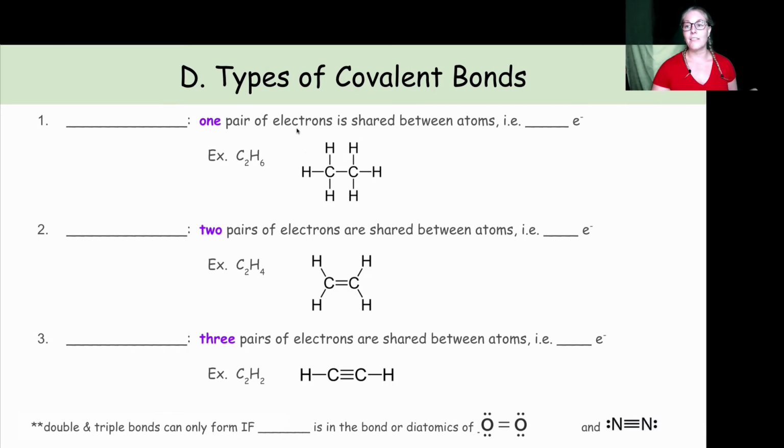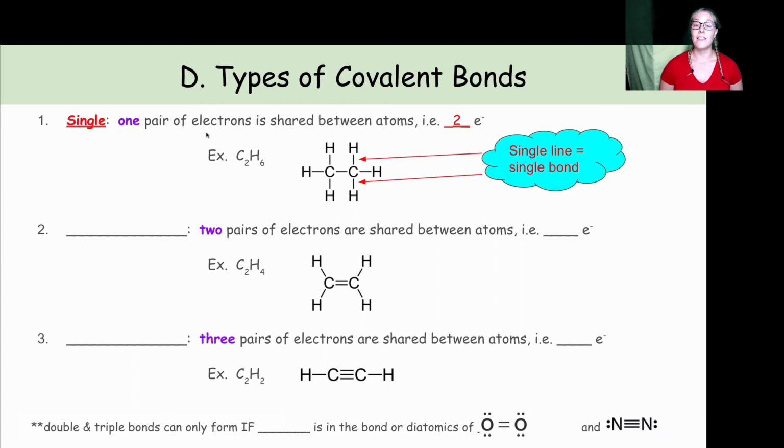Because these are not ions, there are no charges on covalent compound Lewis structures. Now, the three types of covalent bonds. The first one is a single bond, and this is where one pair of electrons is shared between the atoms, right? So you'll see a single line. All in this compound, only single bonds, because a single line is a single bond.